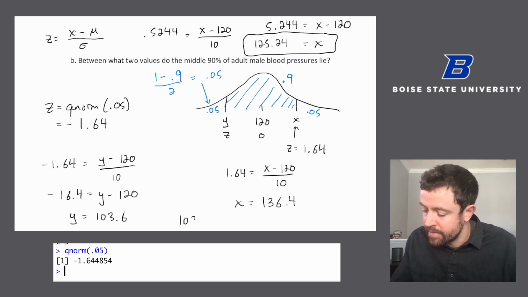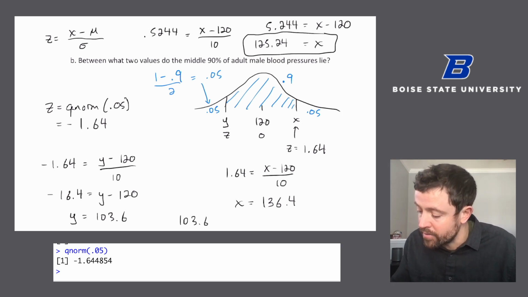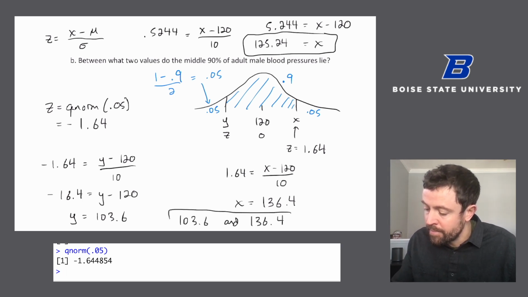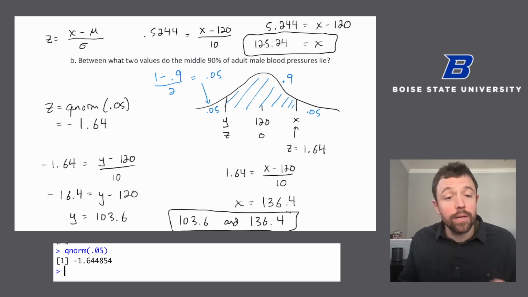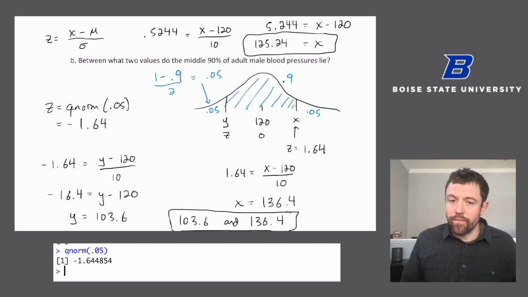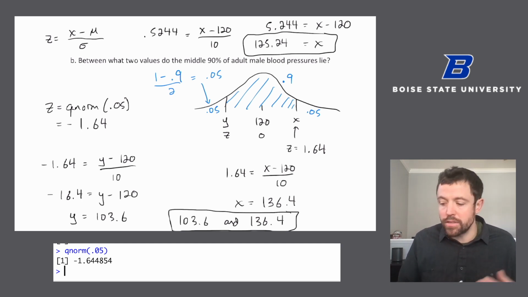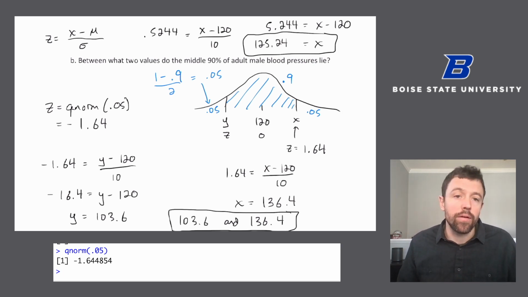And so our answer, between what two values do the middle 90% of adult male blood pressures lie? 103.6 and 136.4. So two types of questions doing opposite things, one going from values to percentages or proportions, and the other going from percentages or proportions to values. Two different commands in RStudio, qnorm and pnorm.